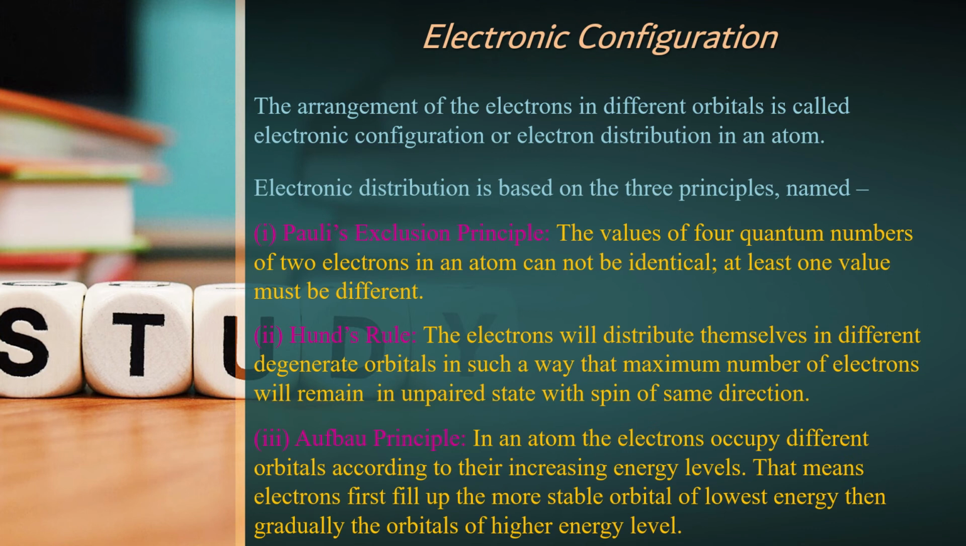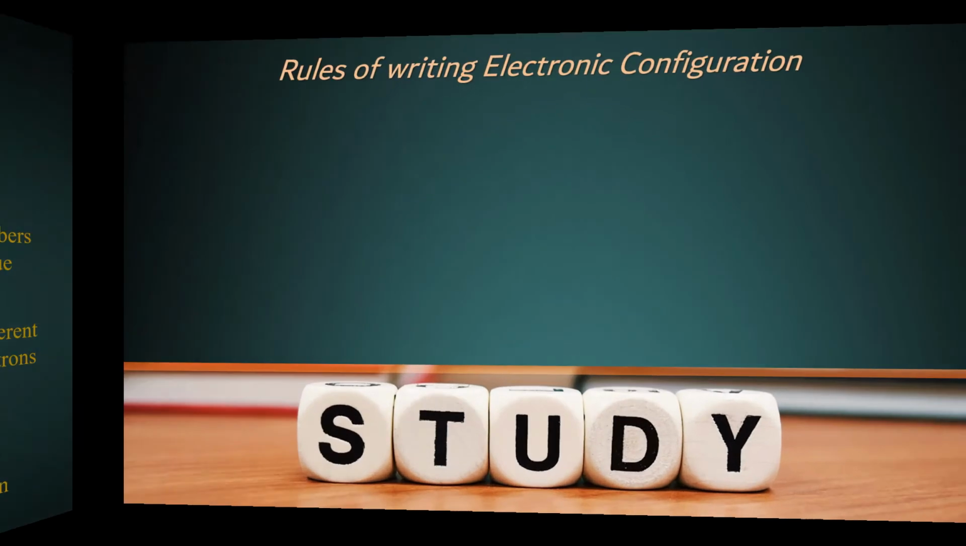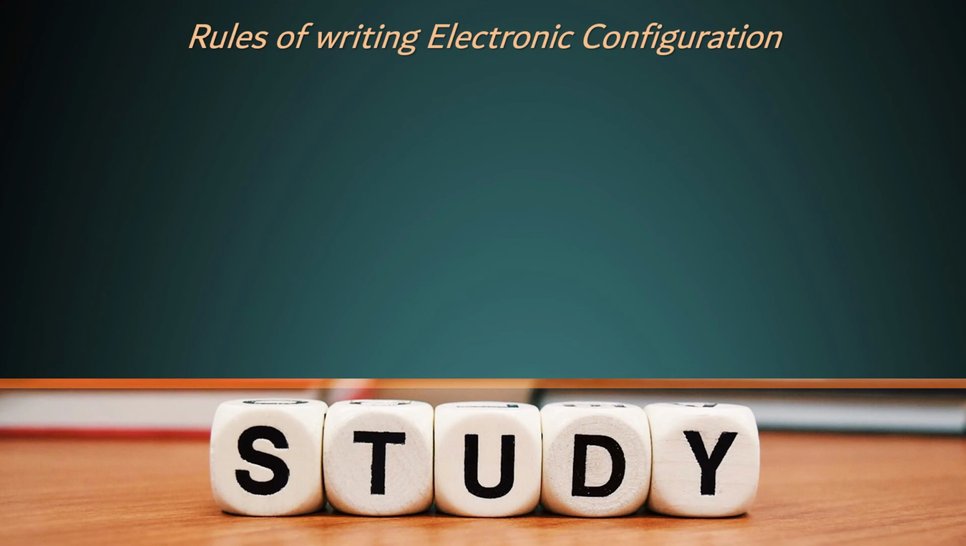And another one is the Aufbau principle, the most important principle. It tells that electrons will go to different orbitals according to their increasing energy levels. That means at first the electron will go to the lower energy orbital, fill it, then it will go to the higher energy orbital. Now we will see some electronic configurations.